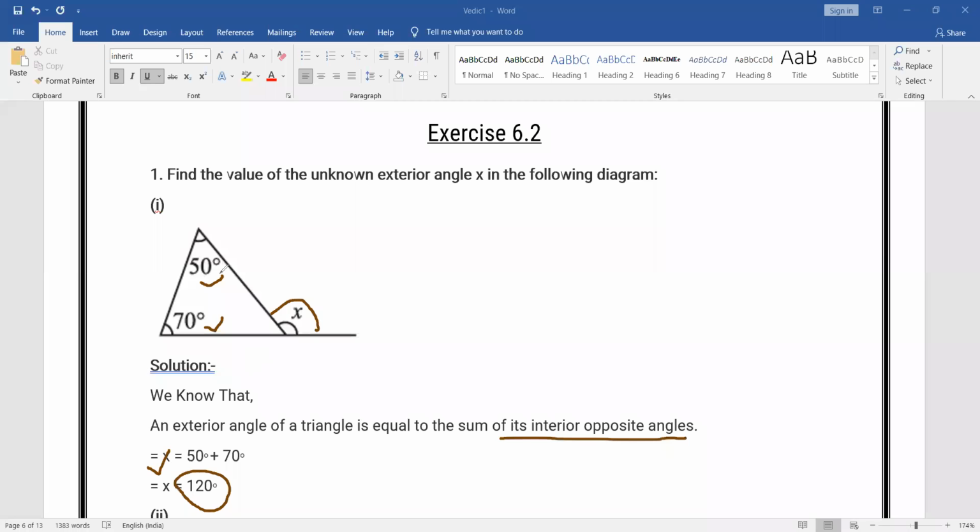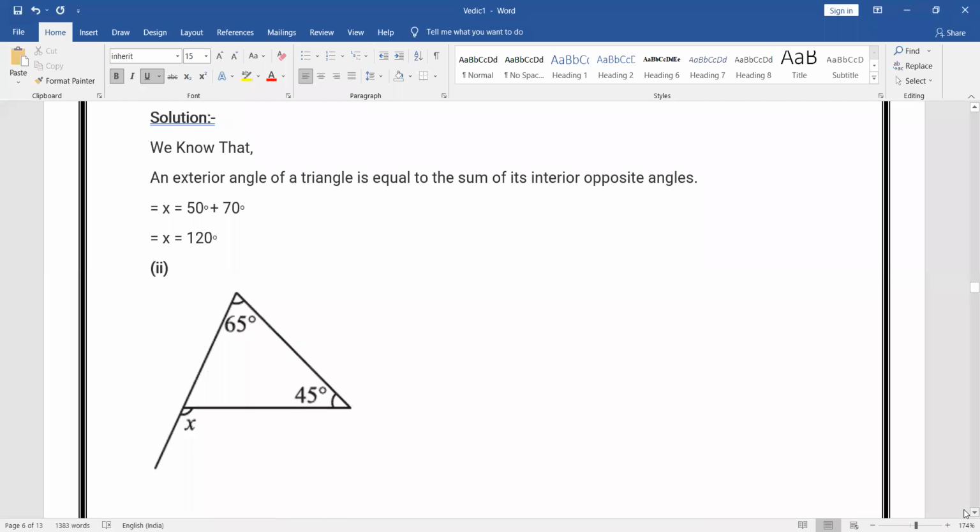So here there is a relationship between three angles. If we know two angles, we can easily find out the third one. In the same way, we will do the rest of the questions also. Just see the second part of question number one.